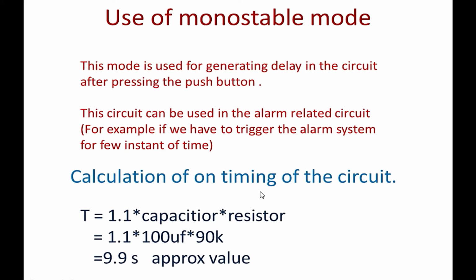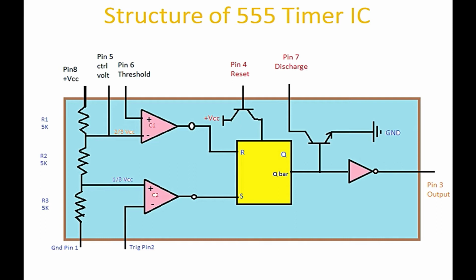So, calculation of the timing of the circuit, that is, for how long it is triggered. The formula is T equals 1.1 times capacitor value times resistor value. In my case, the capacitor value is 100 microfarad and the resistor is 90 kilo ohm. So we get approximately 9.9 seconds. But practically I got approximately 9.2 or 9.1 seconds. So a small variation will be there, so don't worry.